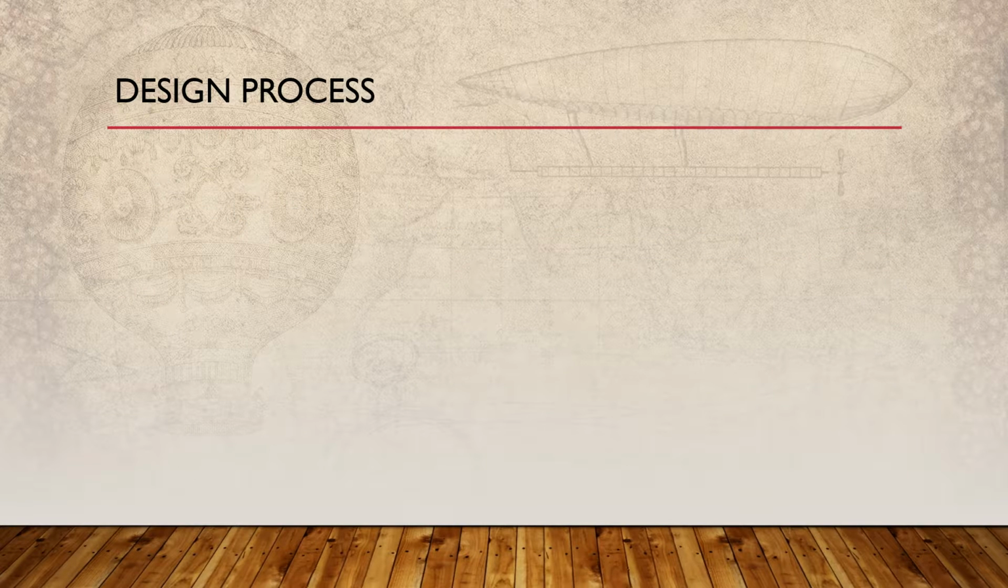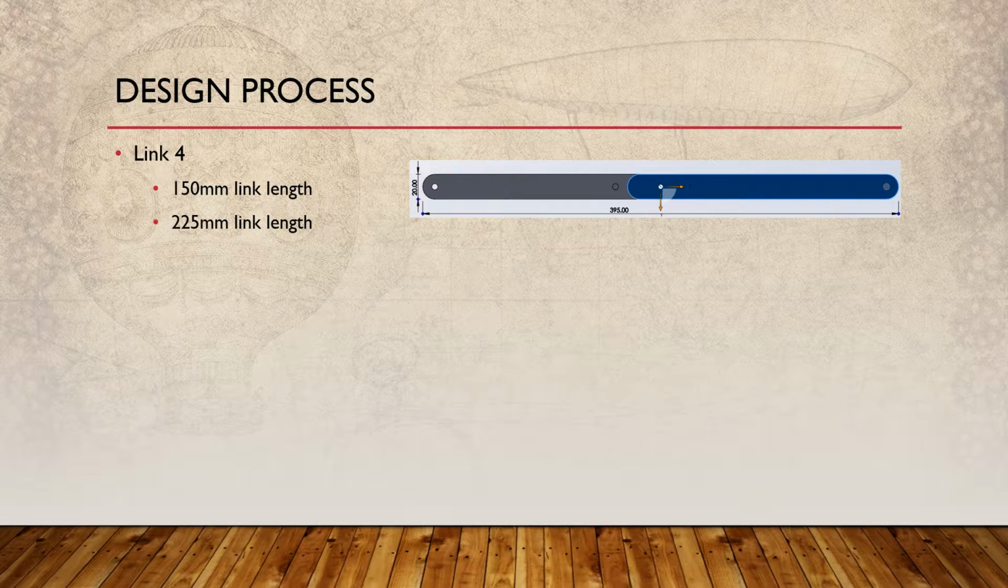So now moving on to the fourth link. This one was probably the most difficult to design of them all, simply because it actually has 3 different joints on it. There's a joint on either end, and then there's a joint very close to the middle. It's actually slightly offset. So you'll see that this has 2 different link lengths.